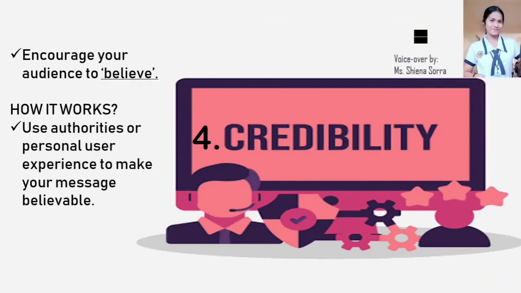Number 4, C. Sticky quality means credible. It encourages your audience to believe. How it works? You have to use authorities or personal user experiences to make your message believable. Today, everyone wants proof to know if a product works. To make people believe in your idea, it must be credible. Winning the credibility of others is a fight against personal learning and social relationships that have been crafted over years of life.